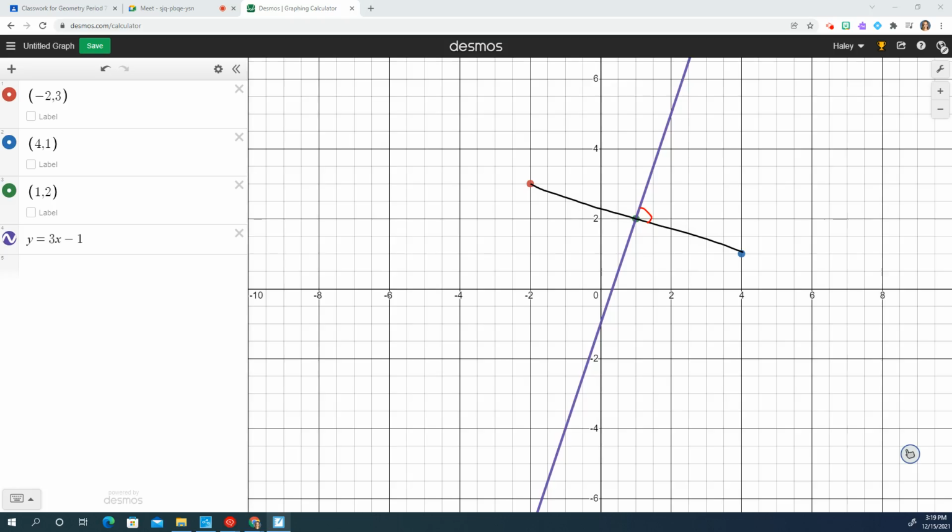Good job, Walker. You are the smartest person.